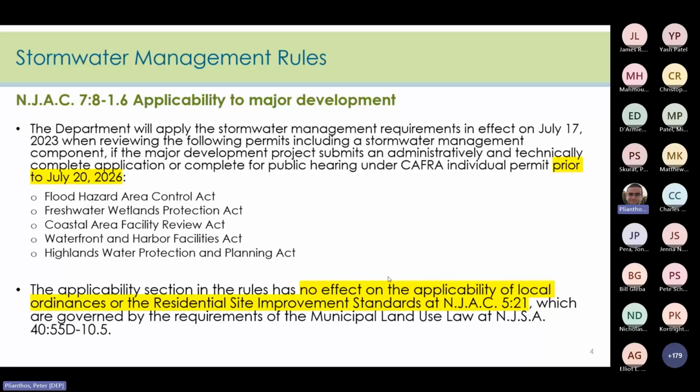Also note the applicability section in the rules has no effect on the applicability of local ordinances or the Residential Site Improvement Standards at N.J.A.C. 5:21, which are governed by the requirements of the Municipal Land Use Law at N.J.S.A. 40:55D-40.5.